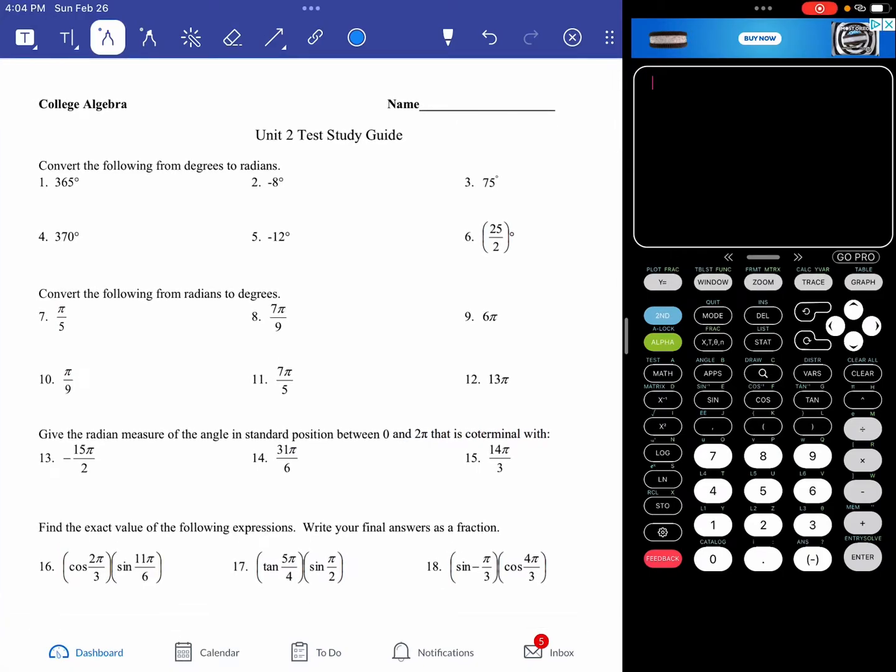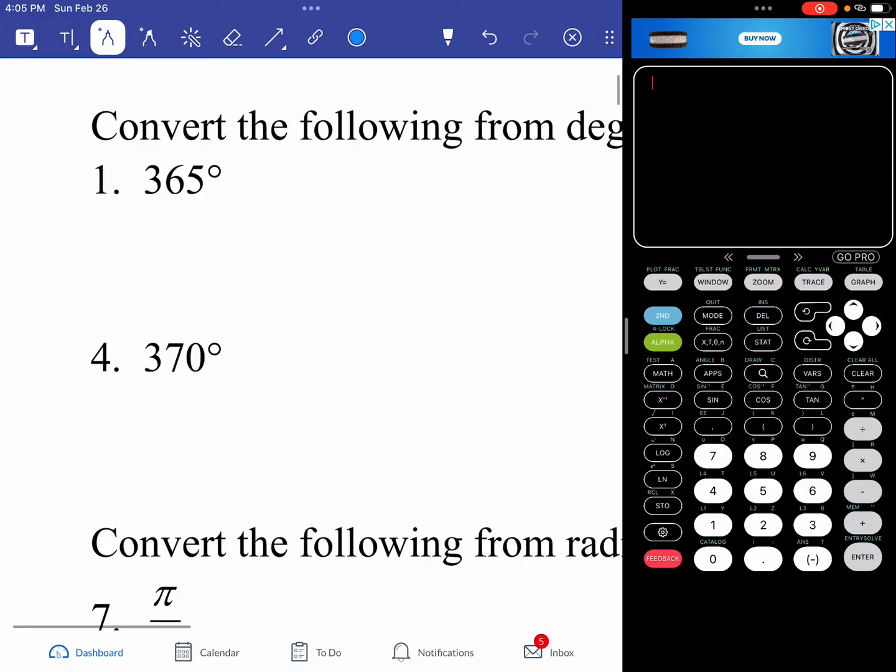This is the Unit 2 review key video. First thing you have to do is convert these degrees into radians. To do that, we're going to multiply by pi over 180. So we get 365 divided by 180.